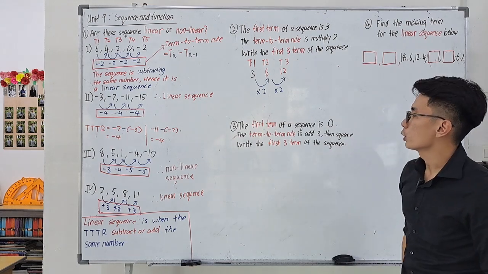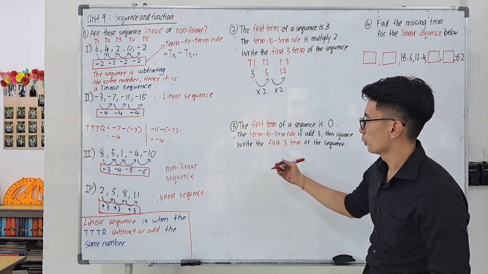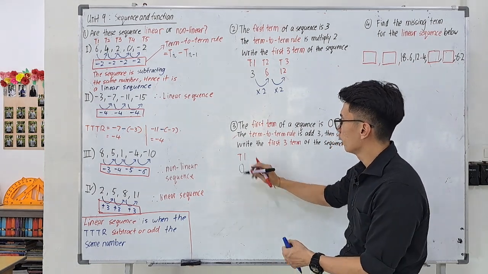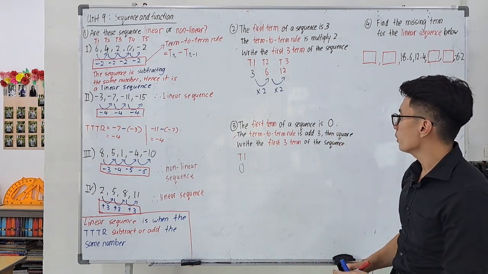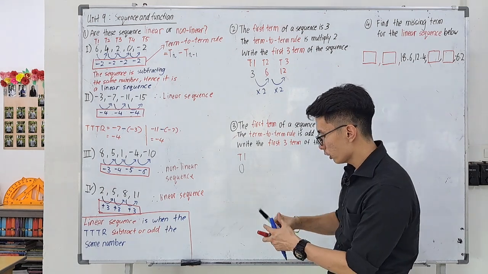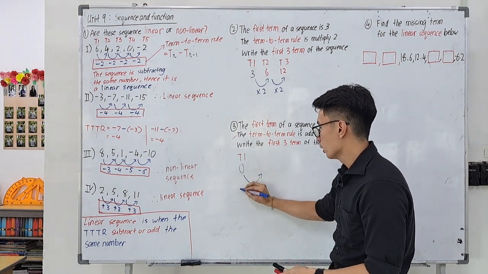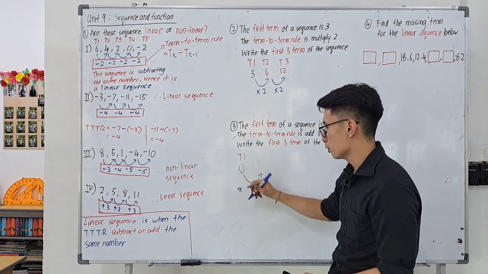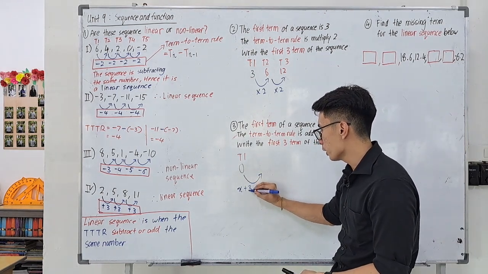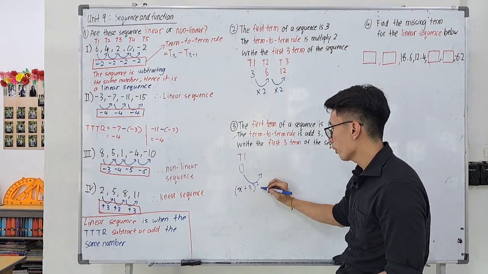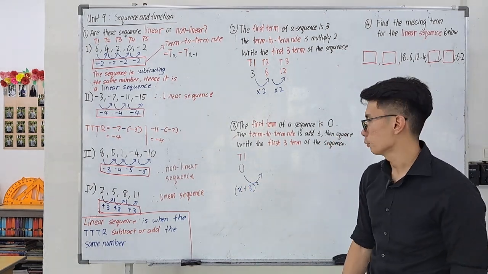So let's try this one. The first term is 0. So I have term 1, which is 0. And the term-to-term rule is add 3, then square, okay? So my term-to-term rule from here to here is going to be some number, which is 0 in this case. I'm going to add 3, and then the whole thing, I will square it. That's my term-to-term rule, okay?